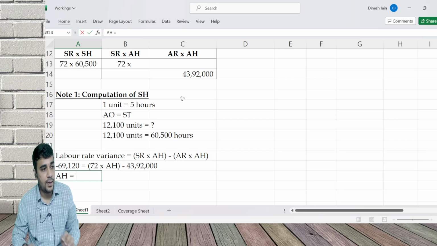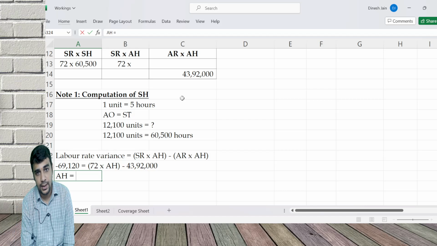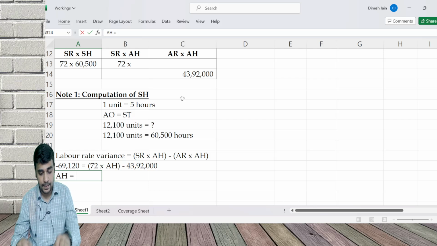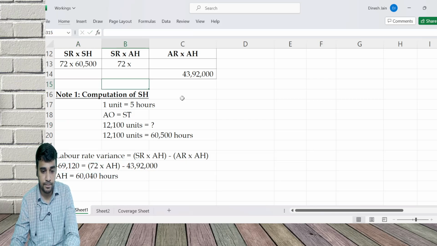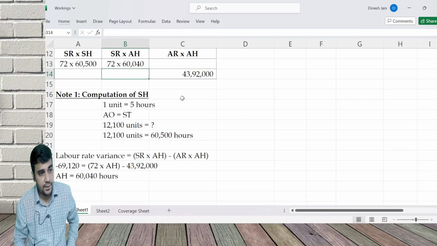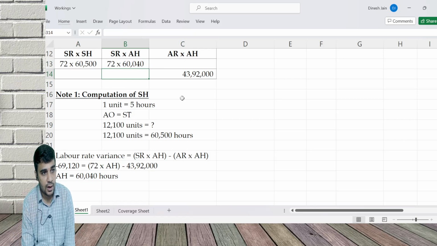Formula part I will not spend time on again. I'm making it very clear. Formula is something you should manage by now. What is the AH number? 60,040. 72 into 60,040.